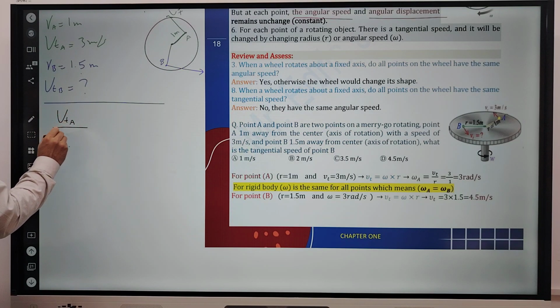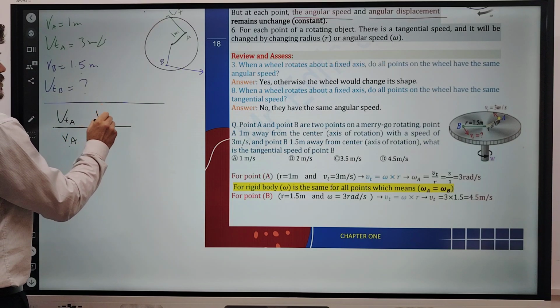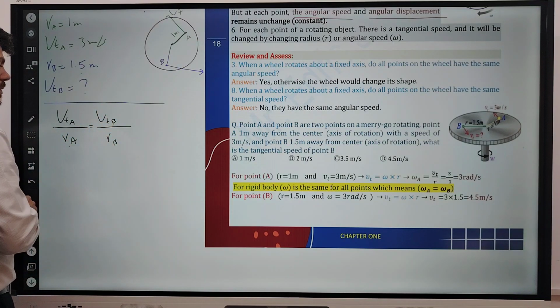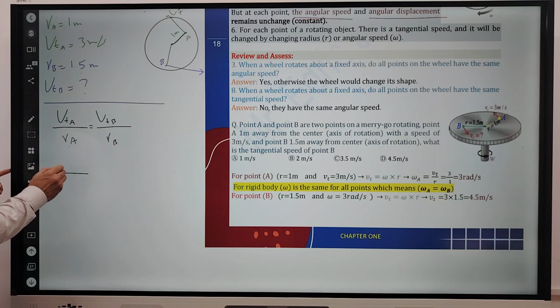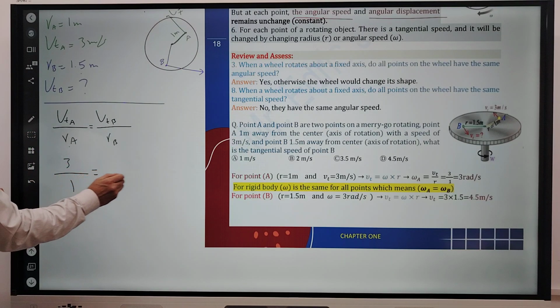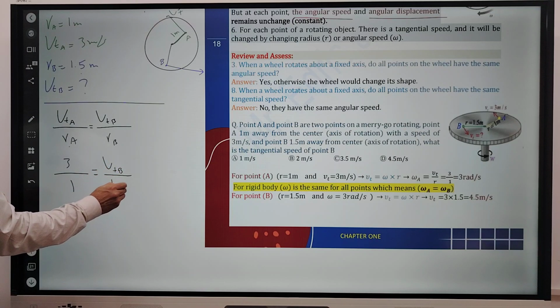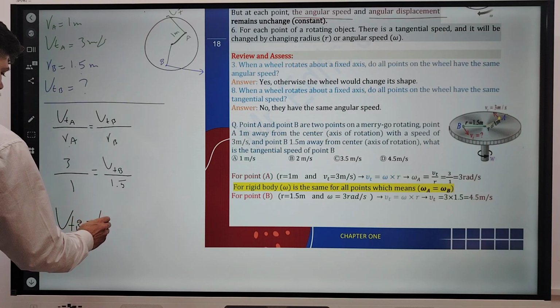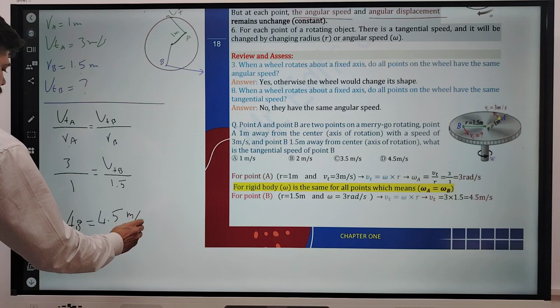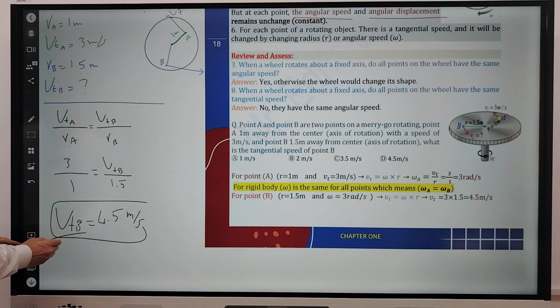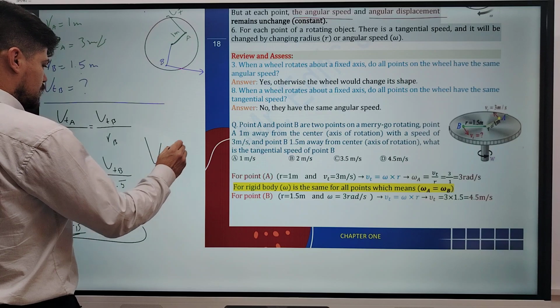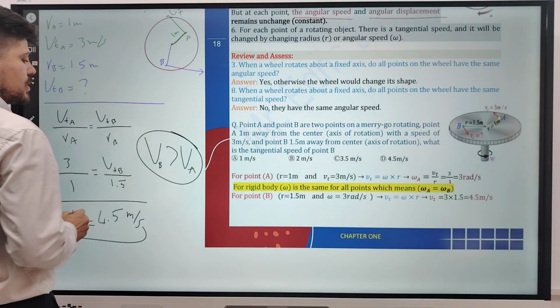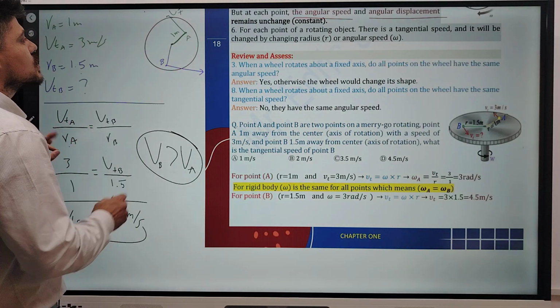So VTA over RA is equal to VTB over RB. Okay, replace VTA 3 meter, RA 1 meter, VTB over 1.5. So VTB is equal to 4.5 meter per second. Cross multiply: 1 times VTB, 3 times 1.5 is equal to 4.5 meter per second. So VB should be bigger than VA, because B has more distance from the axis of rotation.